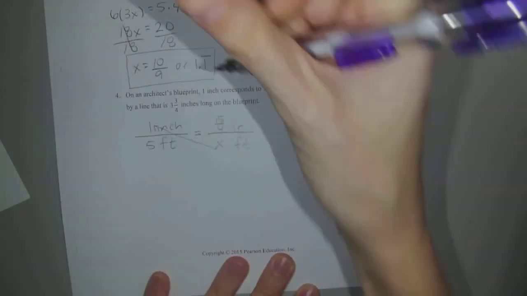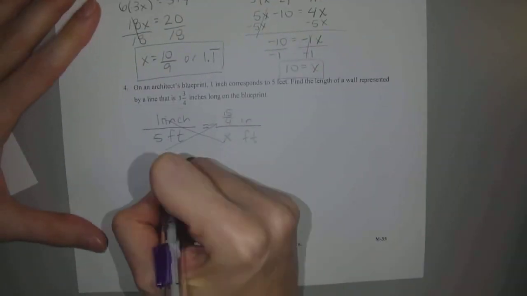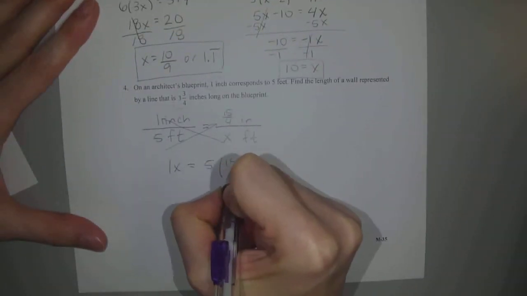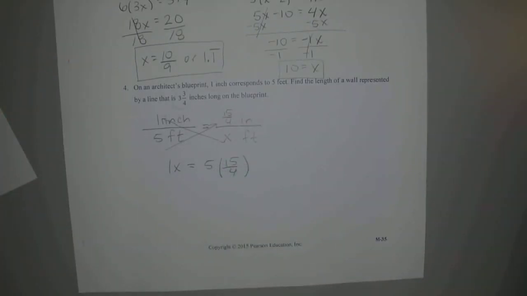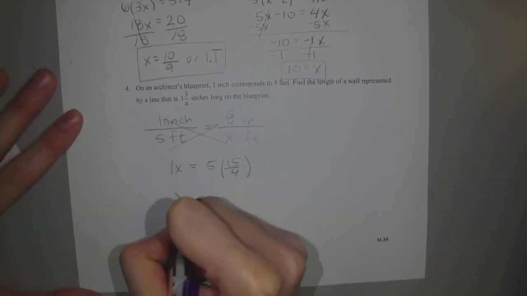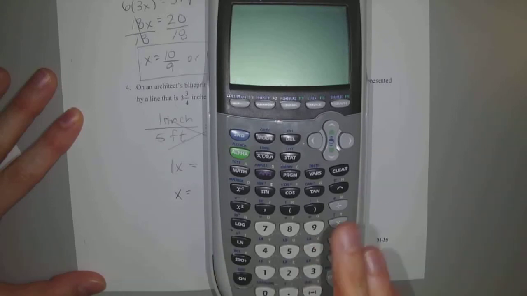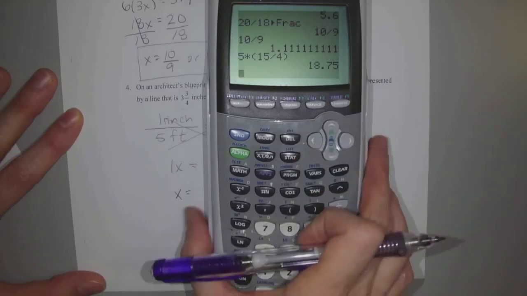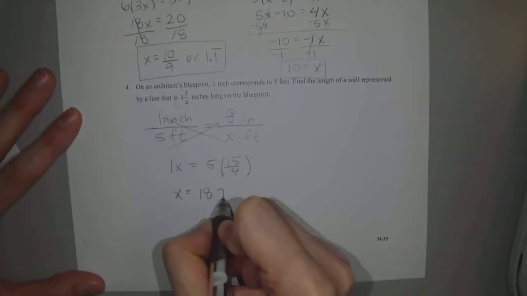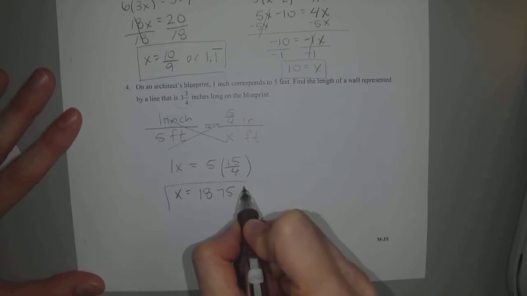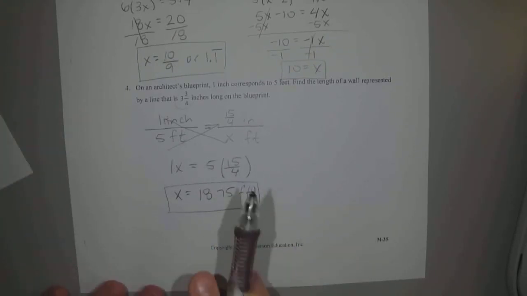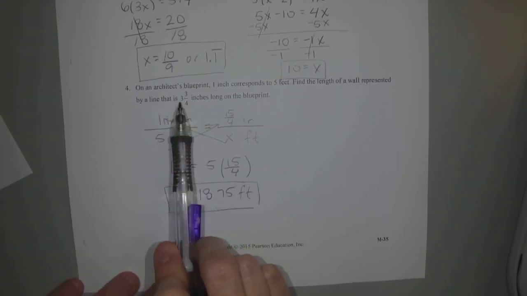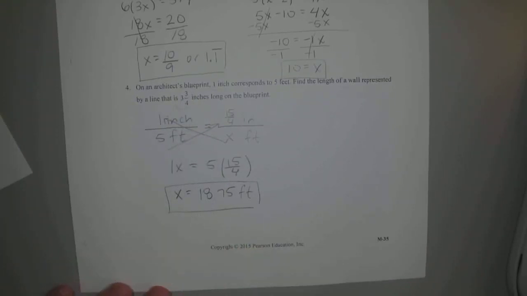We're going to take 1 times x and 5 times 15/4. So we have 1x equals 5 times 15/4. Do we really need that 1 in front of the x? No. So on this, guys, I'm just going to put in my calculator 5 times 15/4 like that and get my answer. That's 18.75 feet. So if he really had this blueprint and the certain wall was a little less than 4 inches long, in real life we know it's about 18, 19 feet long, okay? And that's the whole idea.